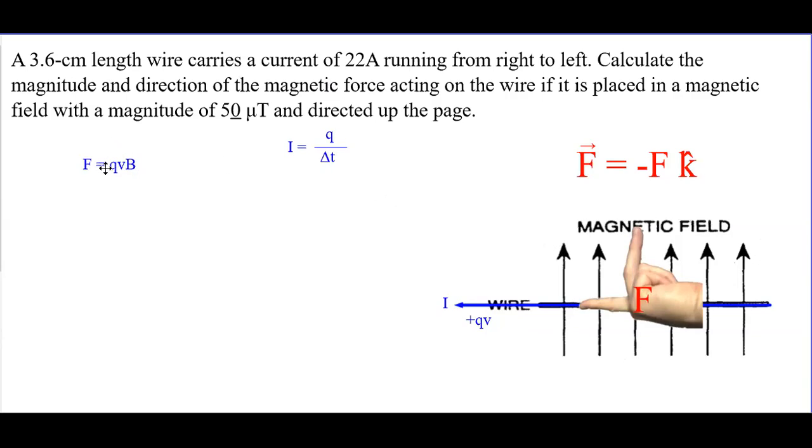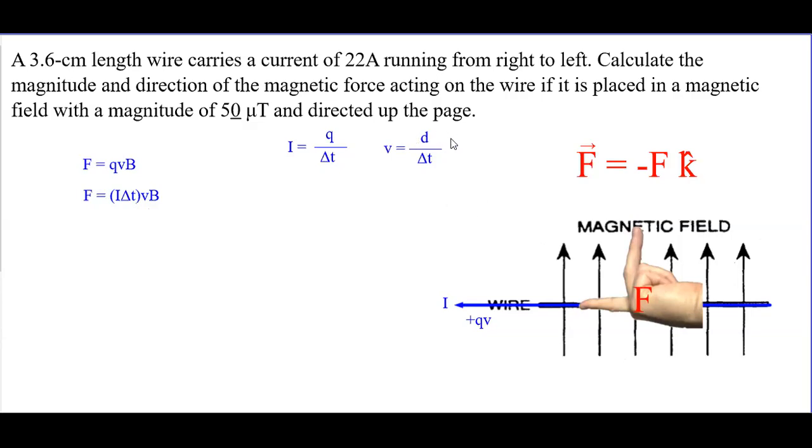And I was given charge. It's in the equation. I was given current. So I need to get the charge out of the equation. So I need that current equation there. And if I manipulate it, I can replace Q with I times my change in time, right? I also don't know my speed of the charges flowing through it, my velocity, if you will. I know the direction, but not the actual magnitude. So I have to get creative with that.